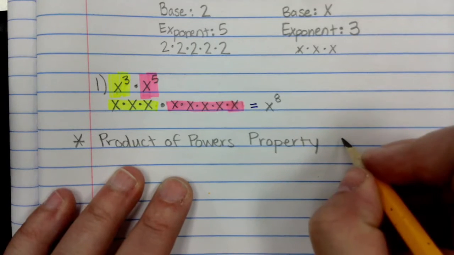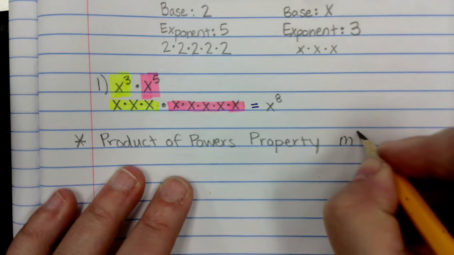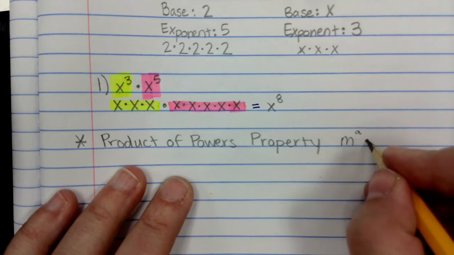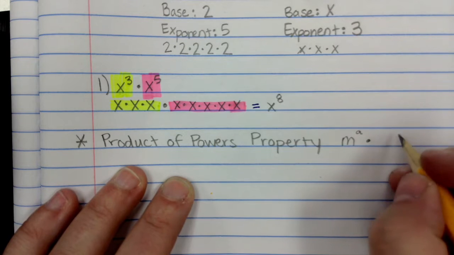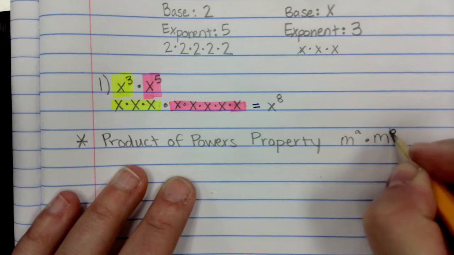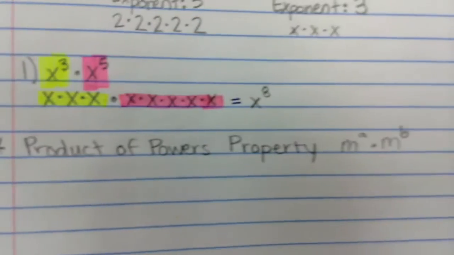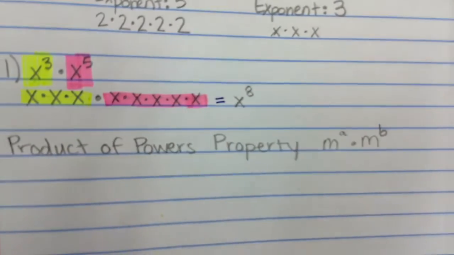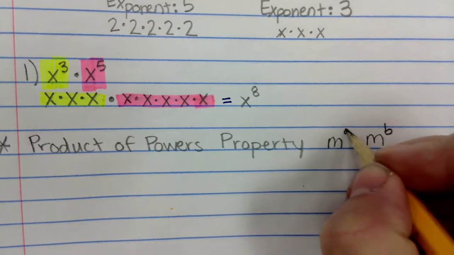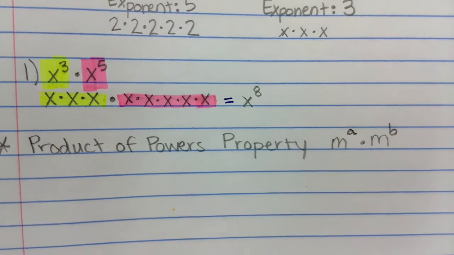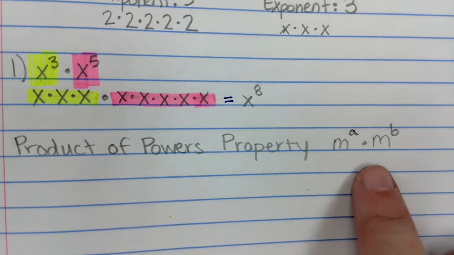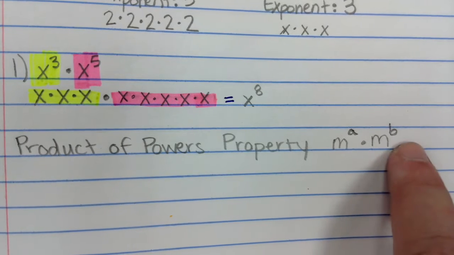When we see something that looks like m to a power of a times, and then we have the same base. So I'm going to repeat that m, and then maybe I have a different exponent, so I'm going to use b. Remember, for multiplication, we use that little dot. So that little dot you see there in the middle, that's actually how we write multiplication usually in this class. M to the a times m to the b.